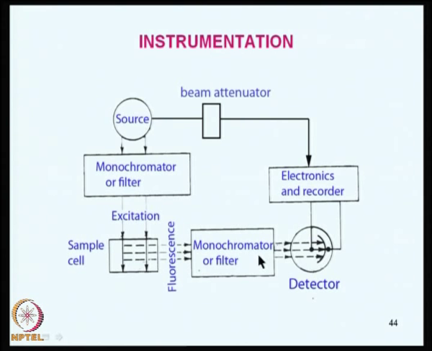spectrum, and that radiation is allowed to fall on the detector. You can have a beam attenuator here from the source. You can split it and then convert it using electronics, make it fall on this, then you can take the ratio of the incident radiation to that of the fluorescent radiation. So, this is a very simple optics of a fluorescent spectrophotometer.